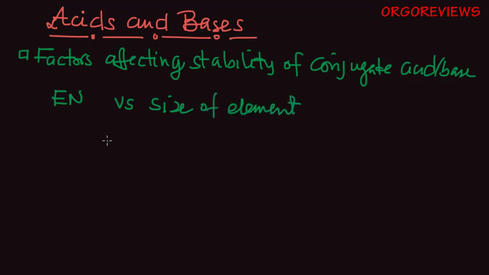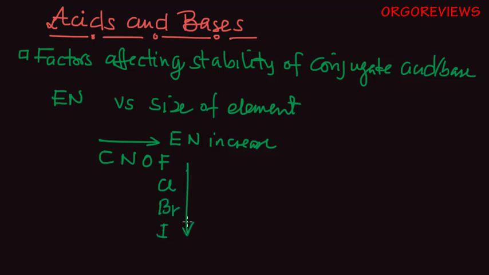So let's take a look at the periodic table. As you go across a row in the periodic table, such as carbon, nitrogen, oxygen, and fluorine, electronegativity, which is a measure of how an element pulls electrons towards itself, tends to increase as you go across the periodic table. However, as you go down the column, such as fluorine, chlorine, bromine, and iodine, electronegativity tends to decrease. So electronegativity will decrease as you go down the column.